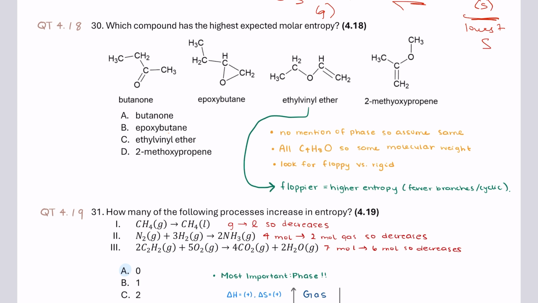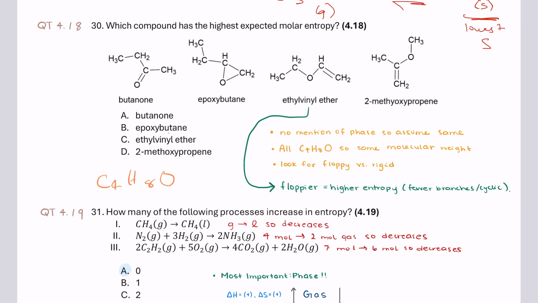To determine which compound has the highest expected molar entropy, we're going to need to focus on molecular structure and flexibility, since all of the compounds listed here are in the same phase, and they actually have the same molecular formula, C4H8O, which means they all have the same molar mass. So differences in entropy here will be based on how rigid or flexible their structures are.